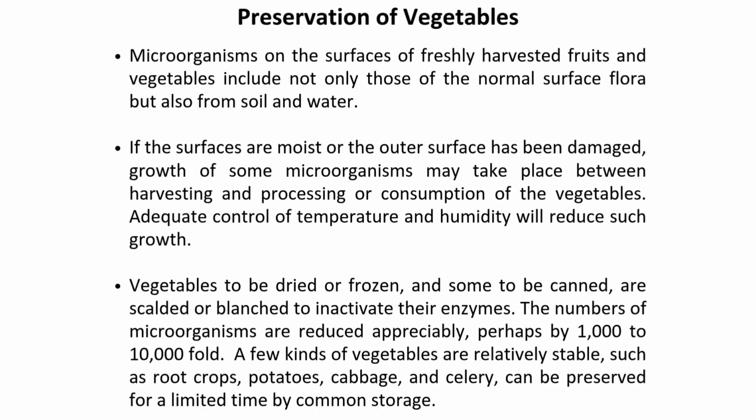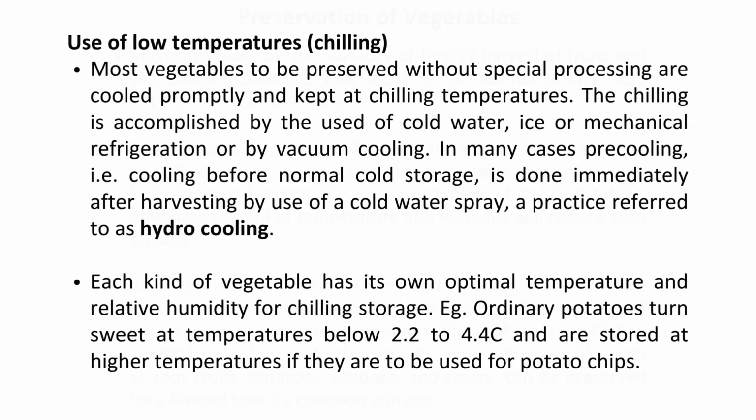Now, how do we preserve these precious foods? Let's start with vegetables. A primary method is the use of low temperatures or chilling. Most vegetables preserved without special processing are cooled promptly and kept at chilling temperatures. This is done using cold water, ice, mechanical refrigeration, or vacuum cooling. Pre-cooling immediately after harvest, often with a cold water spray called hydrocooling, is very effective.